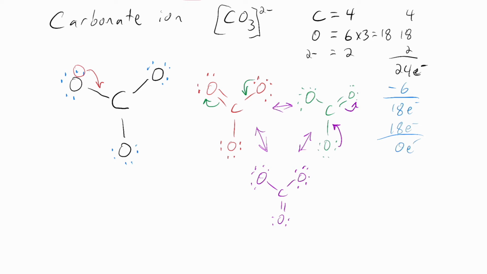Now this is where we need to come in and talk about formal charge on this. Because we look at this and the entire molecule has a total charge of -2. And that's where the extra 2 electrons came from that helped us to fill those octets.